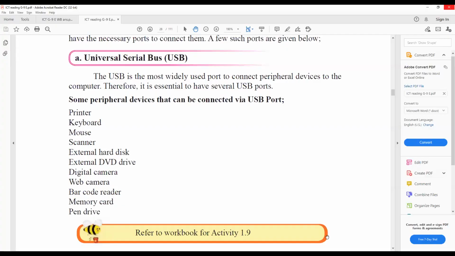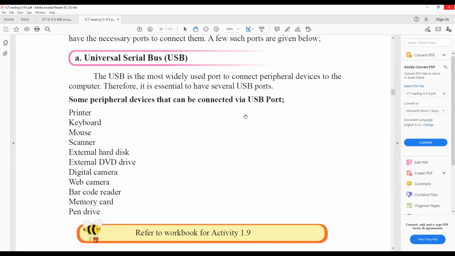So you see that there are a number of reasons why USB ports are quite popular, right? So you see that there are printers, keyboards, mouse, scanner, external hard disk, external DVD drive, digital camera, web camera, barcode readers, memory card, and pen drive.